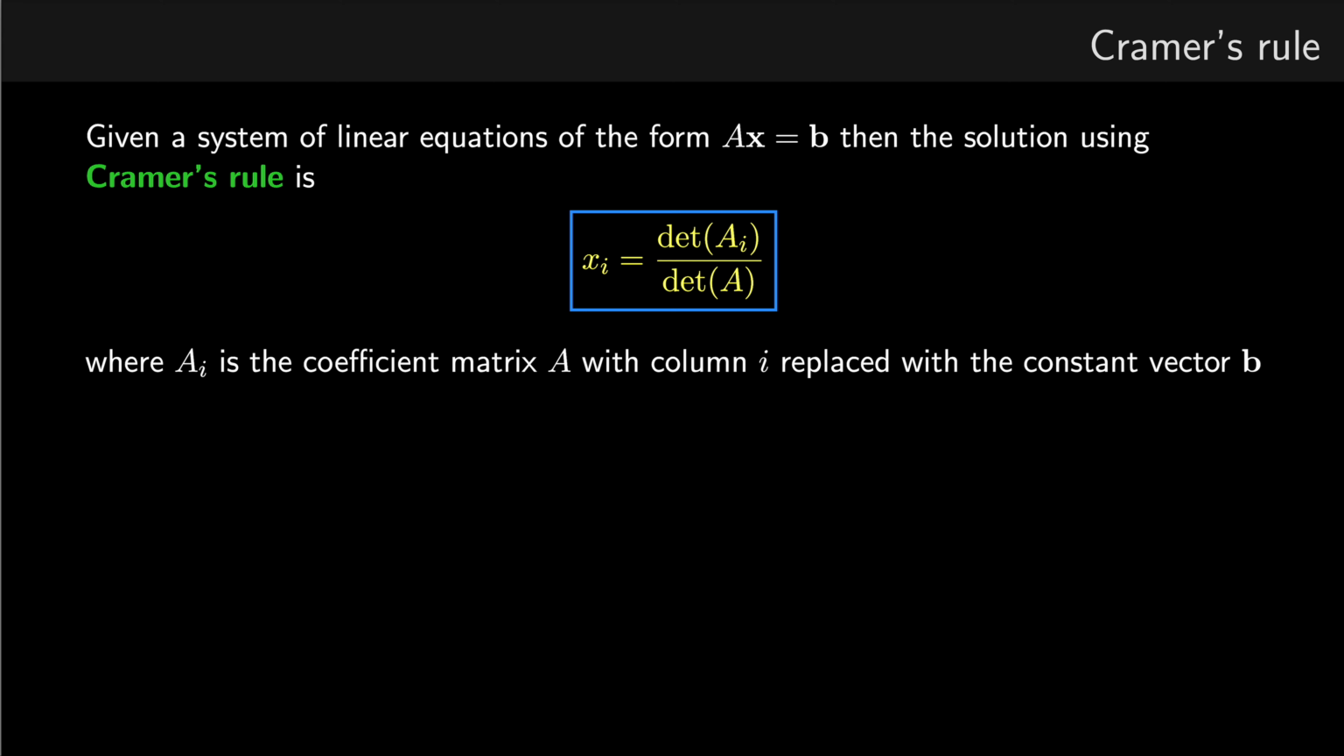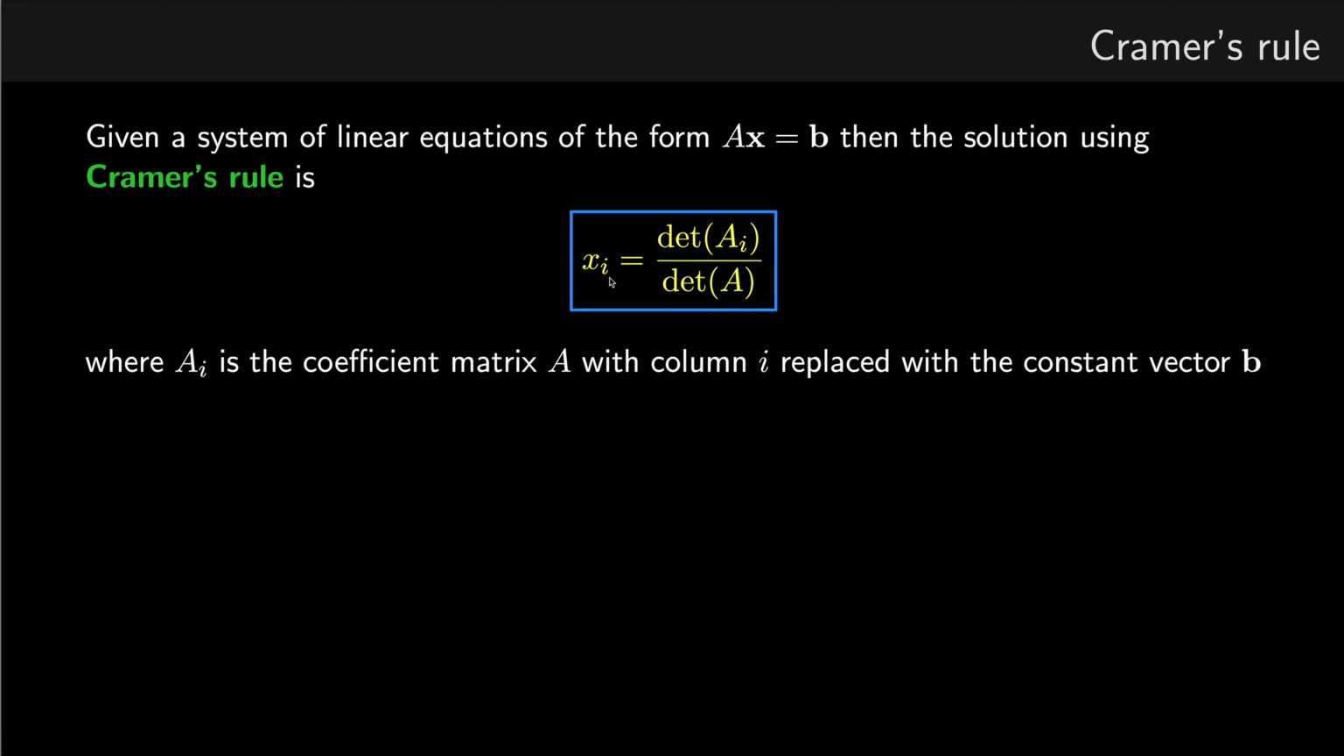I'm going to show you how we can solve a system of linear equations using Cramer's rule. Now, Cramer's rule is one of many ways in which we can solve a system of linear equations. So if we have the system in the form Ax = b, where A is a coefficient matrix, x is a variable vector, and b is a constant vector. And now Cramer's rule is given here.